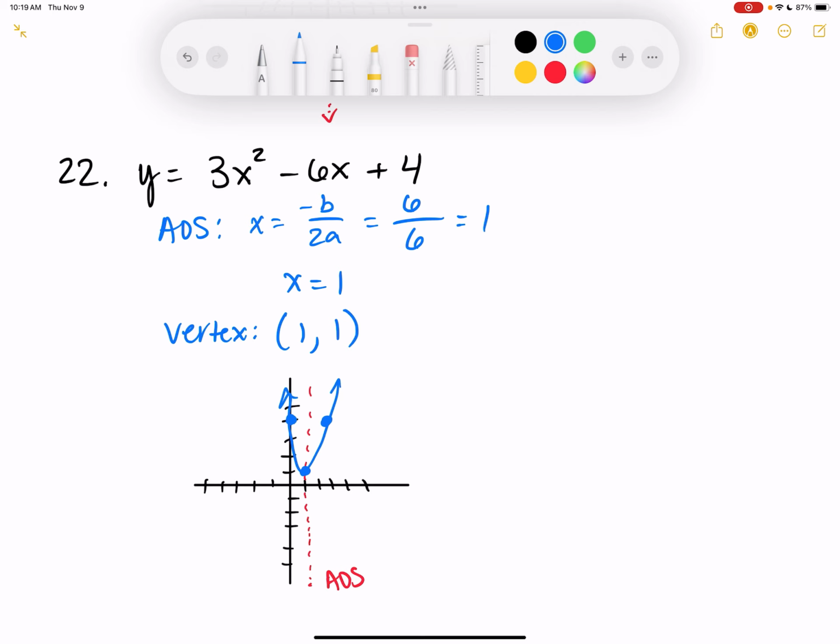Any questions about that one? I'm going to do more, so I'm not stopping. I just want to make sure we're tracking at the current moment. All right.